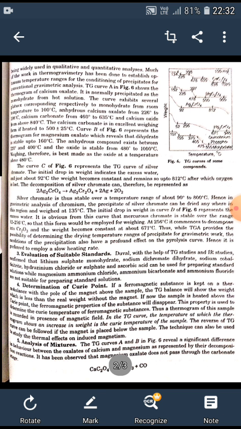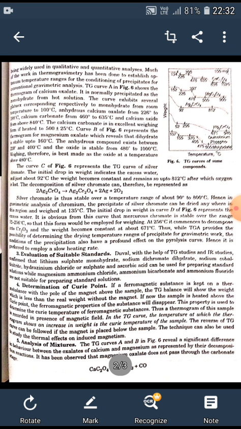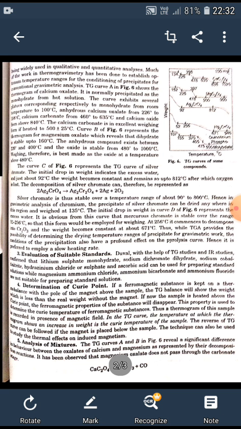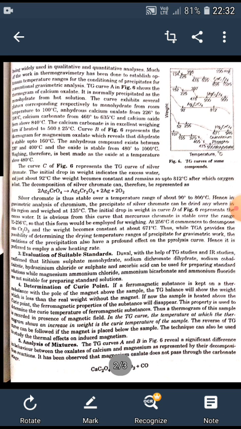Duval, with the help of thermogravimetric studies and IR studies, confirmed that lithium sulfate monohydrate, sodium dichromate dihydrate, sodium cobalt nitrite, hydrazinium chloride or sulfate can be used for preparing standard solutions, while magnesium ammonium chloride, ammonium bicarbonate, and ammonium fluoride are not suitable for preparing standard solutions.